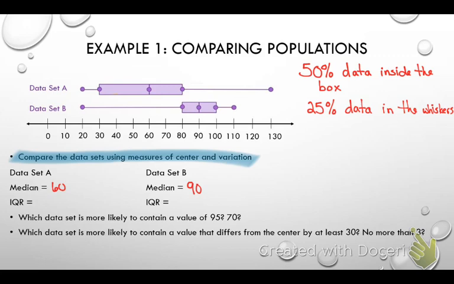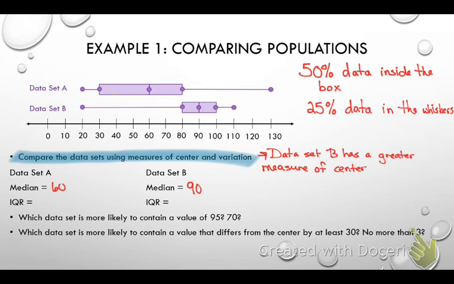Okay, so to compare the measure of center, I would say data set B has a greater measure of center. Doesn't that make you sound so smart? But all we're saying is it has the greater median. Could we just put B's bigger? Come on. Sounds a lot more fancy if you say it my way.